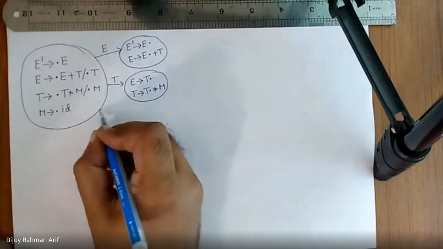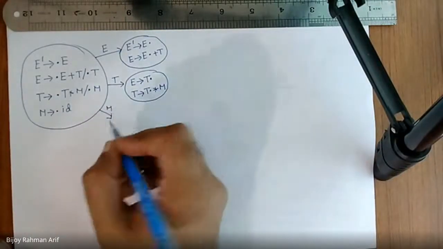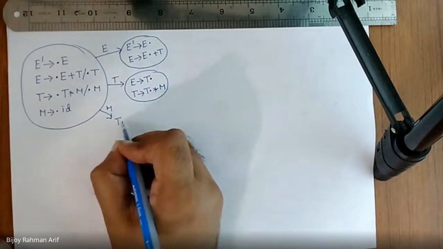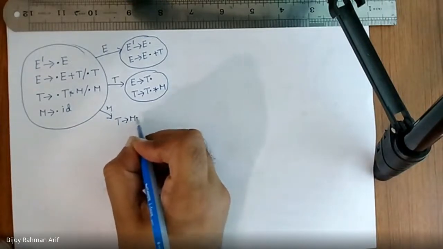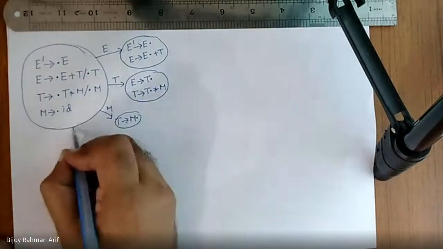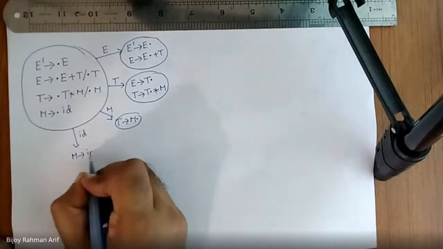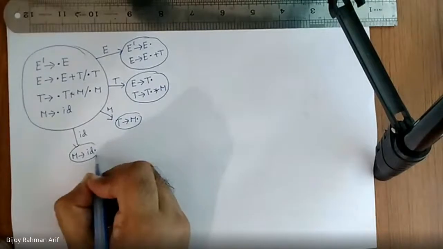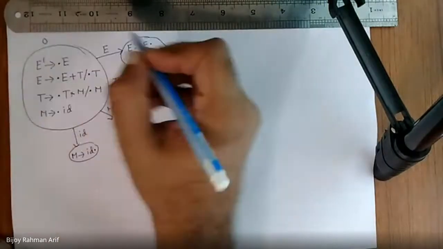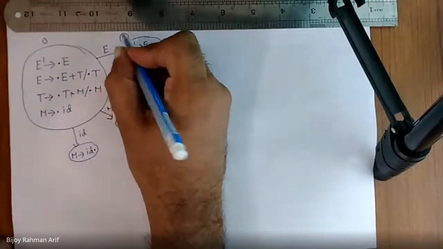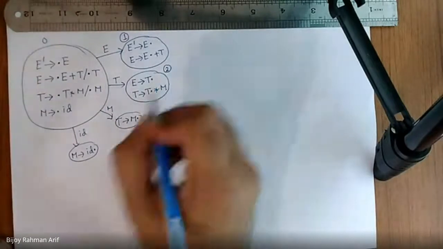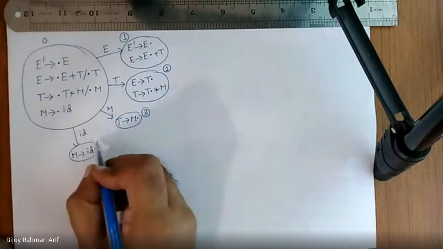Now let's go to M. Moving on M, what do we get? T derives M dot. And moving on ID, what do we get? M derives ID dot. So let's number this 0, 1, continuous finite, 2, continuous finite, 3, continuous finite.